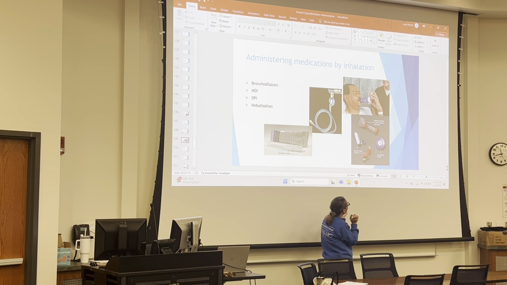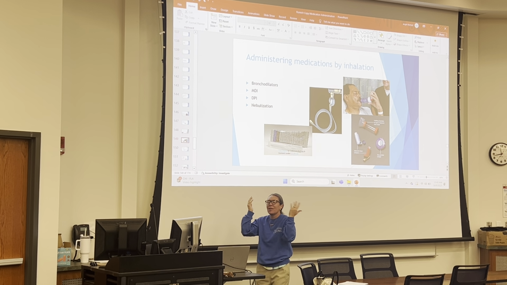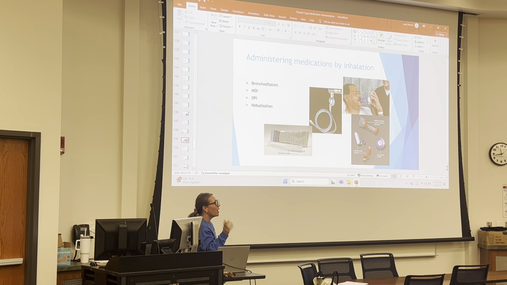The dry powder inhaler, it's like 2 more steps. You just slide open the disc and then you pull this lever and it crushes the dry medication in there, and then they inhale it. Okay, and you have those in lab that you'll get to practice with.